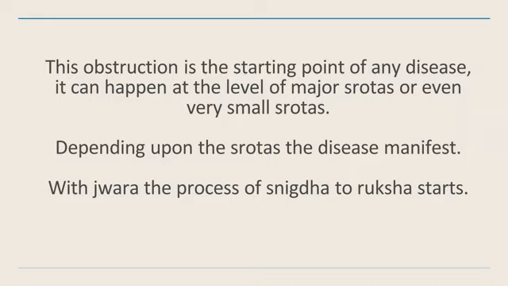With Jwara, the process of Snigdha to Ruksha starts. If you see the books, the arrangement of chapters is also like that, where the diseases start with Jwara and end with Vata Vyadhi and Vata Rakta. That we will discuss in the next lecture. Thank you.